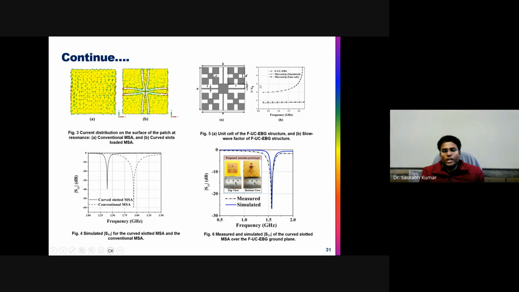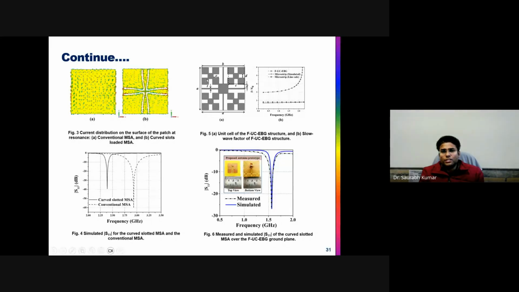If you simulate and calculate the slow wave factor, beta by K naught, of this particular unit cell, you will find that this is the conventional microstrip line simulated, and the calculated one. This is the beta by K naught slow wave phenomena of that. It is a straight line. Nothing is happening there because it is a transmission line.